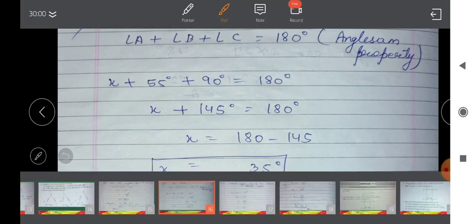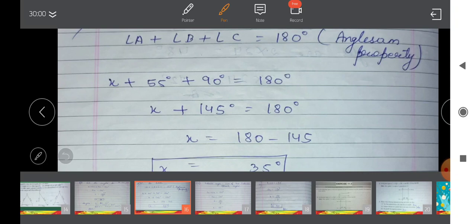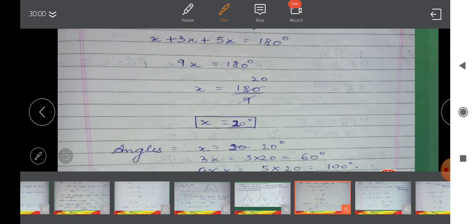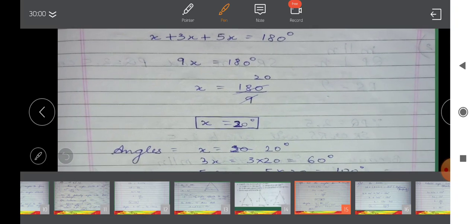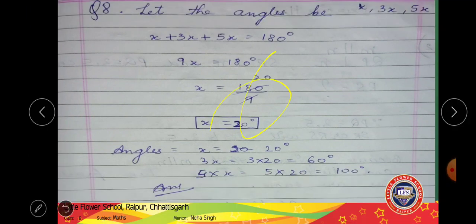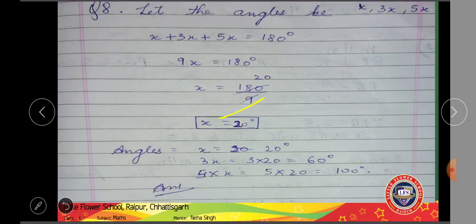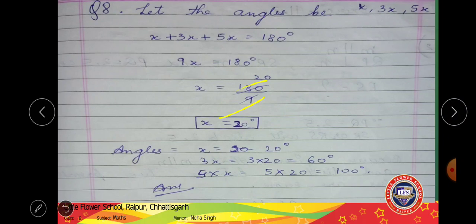x plus 3x plus 5x equals 180 degrees. Now x plus 3x plus 5x is 9x, and 9x is 180 degrees. So x will be 180 by 9. 9 ones are 9, 9 twos are 18 and 0. So x is 20 degrees.